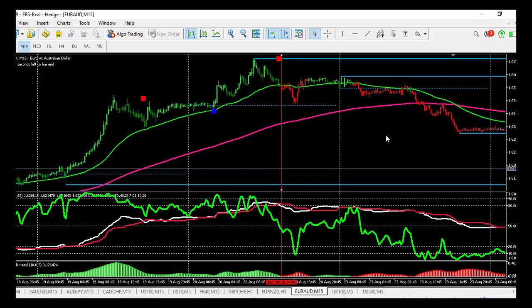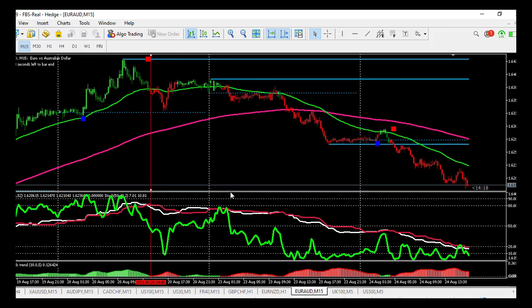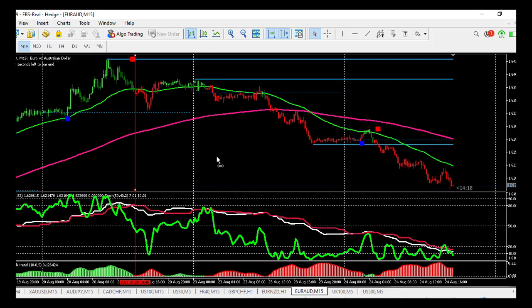The market keeps on trading downward. We'll have another retouch of this line at this point, but this is not a signal for us. So this keeps on going down, keeps on going down, keeps on going down.